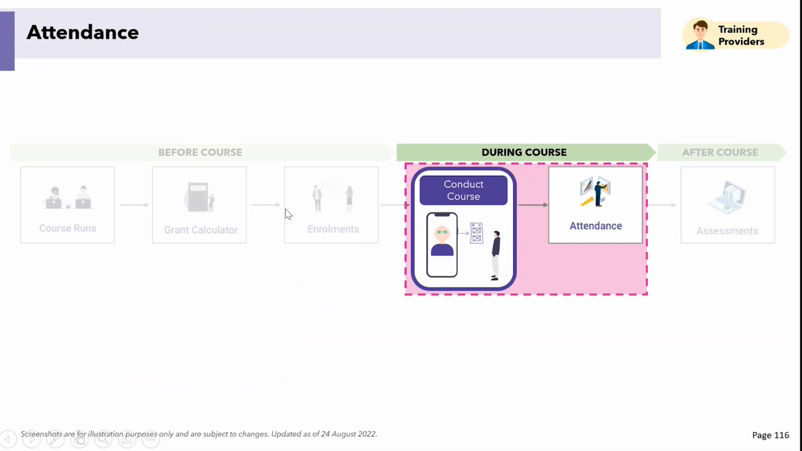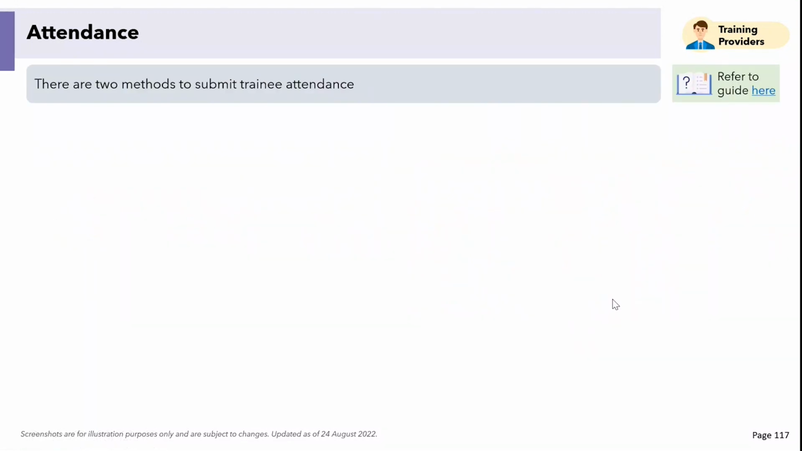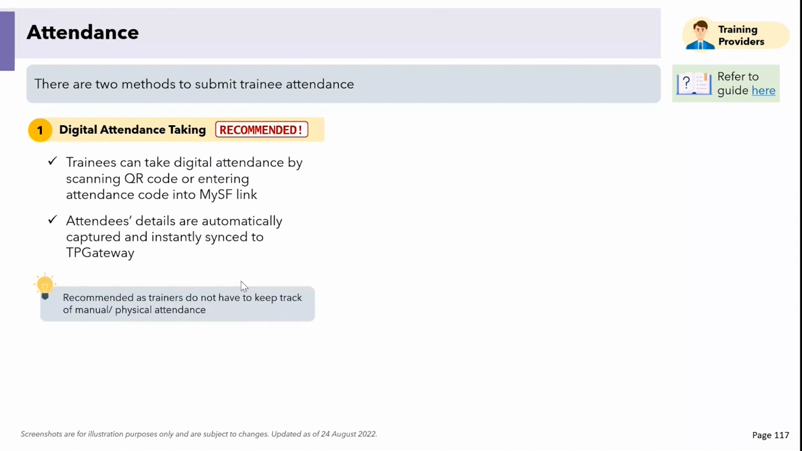So after TPs conduct their course, they will need to submit trainee attendance. There are two methods to submit the attendance, digital and manual. The recommended method is digital attendance taking. Trainees can take digital attendance by scanning a QR code or by entering an attendance code into MySF through a link. After doing so, the trainee's details will be automatically captured and synced to TP Gateway.